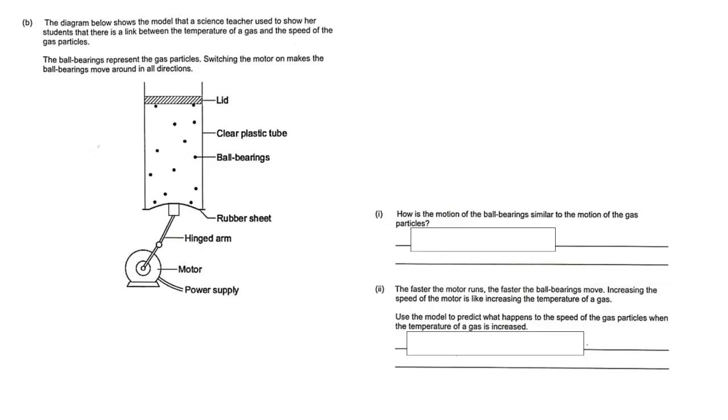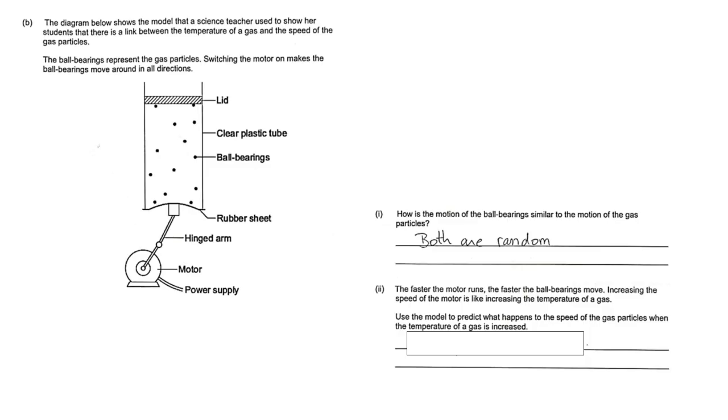Next, the diagram below shows the model that a science teacher used to show her students that there is a link between the temperature of a gas and the speed of the gas particles. The ball bearings represent the gas particles. Switching the motor on makes the ball bearings move around in all directions. How is the motion of the ball bearings similar to the motion of the gas particles? They both move randomly. Okay, here the ball bearings are going to move in every direction at different speeds. The faster the motor runs, the faster the ball bearings move. Increasing the speed of the motor is like increasing the temperature of a gas.